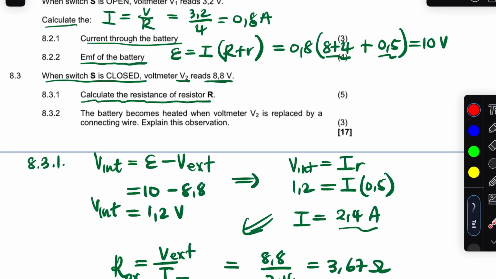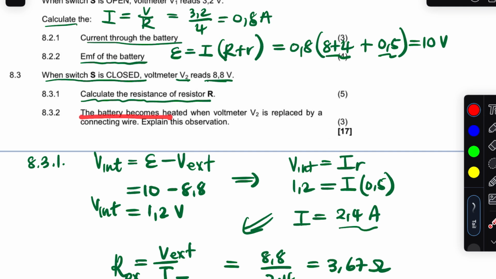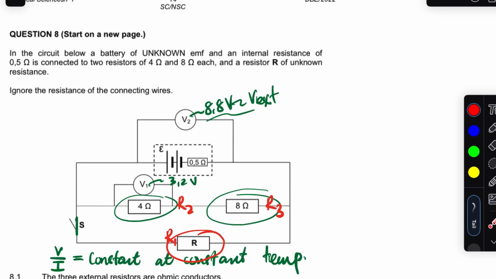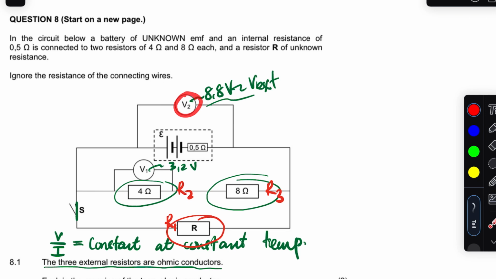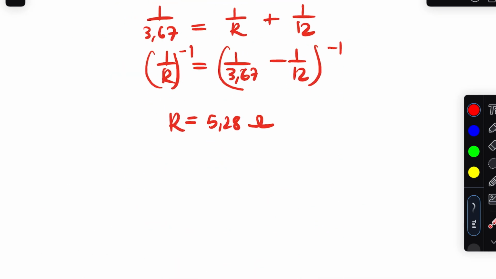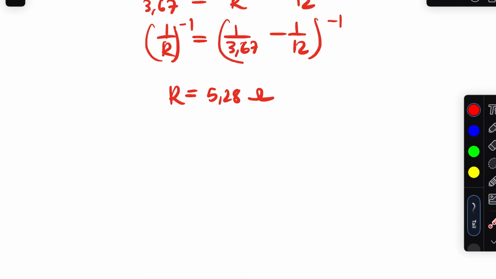Now 8.3.2 says the battery becomes heated when the V2 is replaced by a connecting wire. Explain your observation. So what is happening here? Having this circuit, instead of using the voltmeter there, the current doesn't go there. So we replace this voltmeter by a wire. We just put a wire there. So what's going to happen here? If we replace it with a wire, our circuit becomes short-circuited.